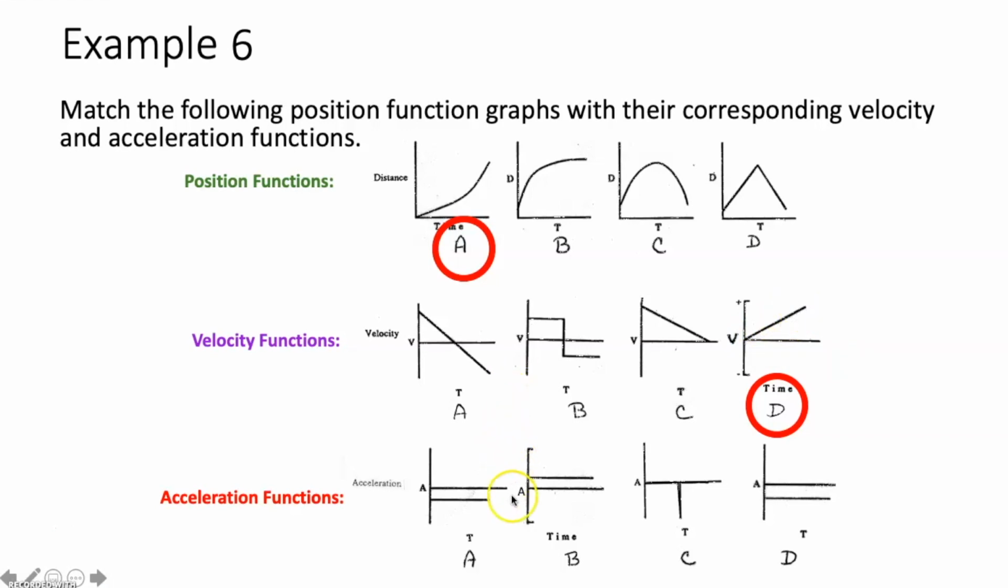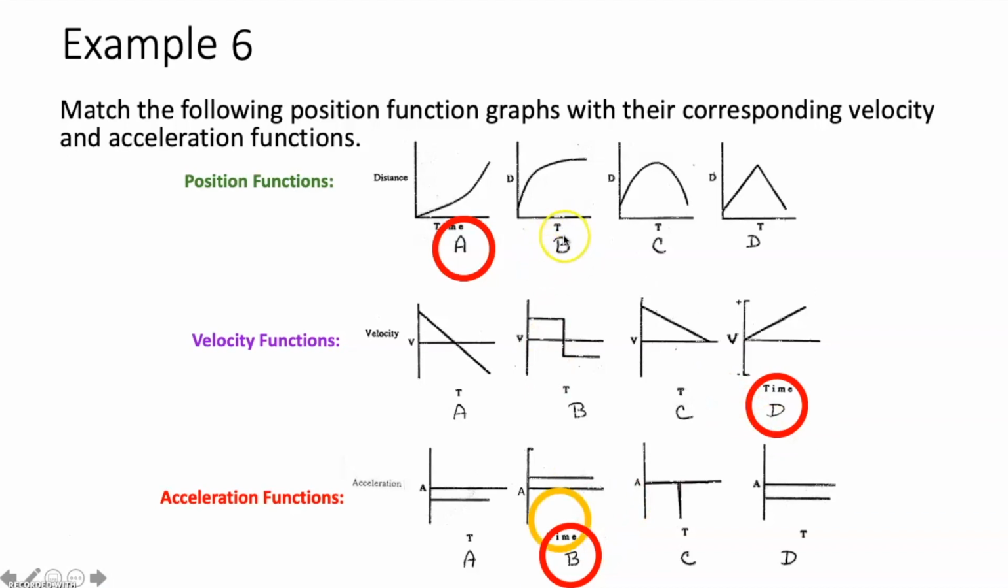Now let's figure out which acceleration graph matches with this velocity graph. Again, acceleration is the derivative of velocity. So that means that if we're looking at the slope of this graph, it's just a constant positive slope. So that would match with a constant positive y value down here in the graph of acceleration. So which of these has a constant positive y value? Well, if this is our t-axis, then this would be a constant positive number. So D would match with B. There we go. We got all three.